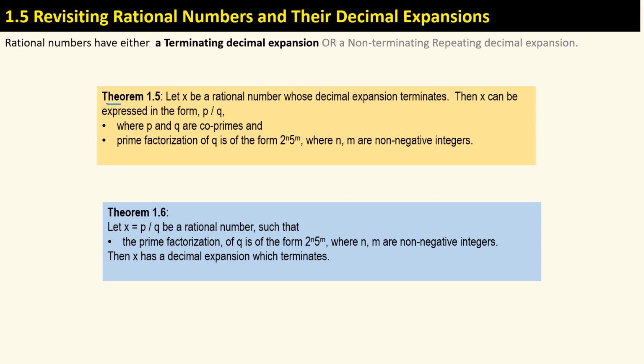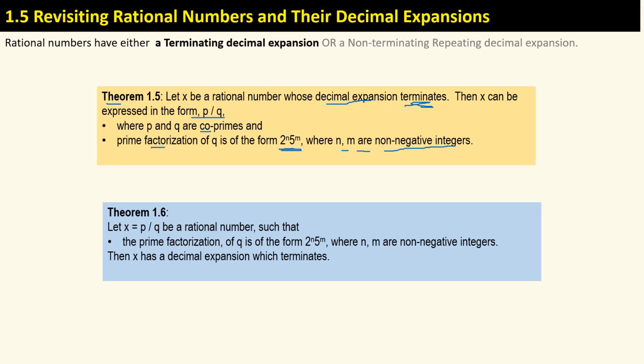Theorem 1.5 states that let x be a rational number whose decimal expansion terminates. This is an important word here. Then x can be expressed in the form p divided by q, where p and q are co-primes, and the prime factorization of q is of the form 2 raised to power n multiplied by 5 raised to power m, where n and m are both non-negative integers.